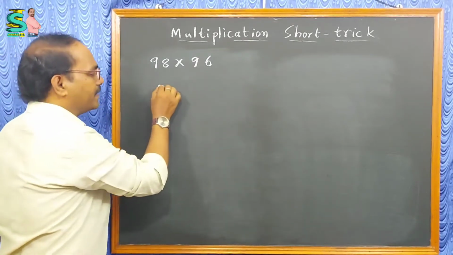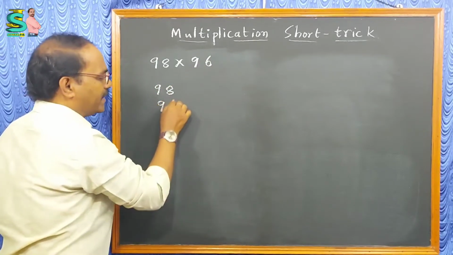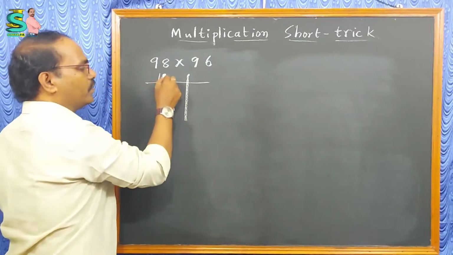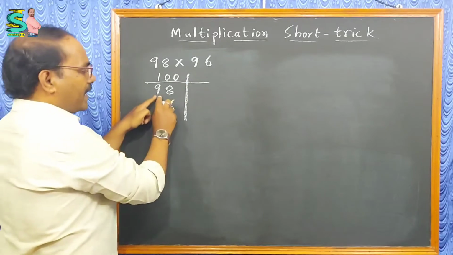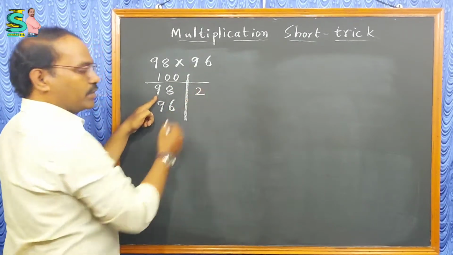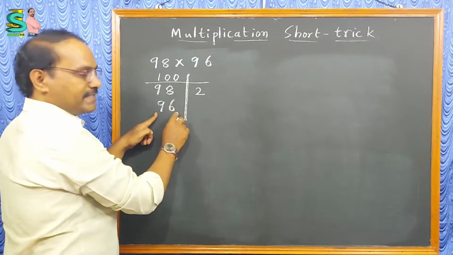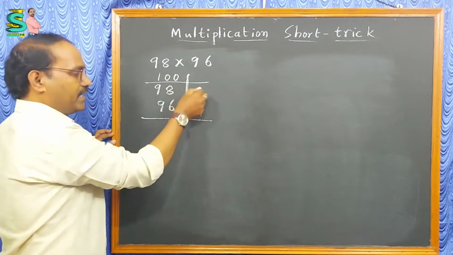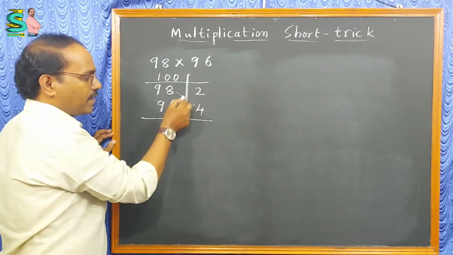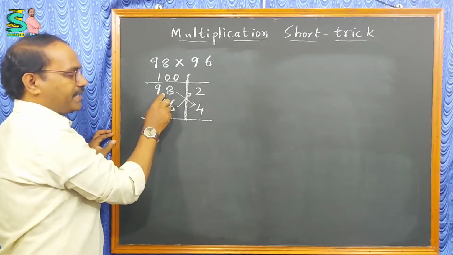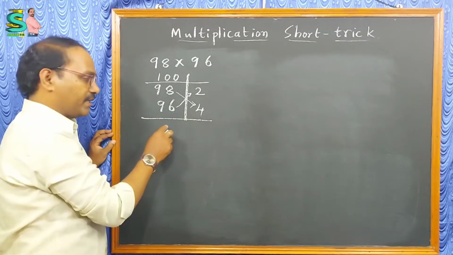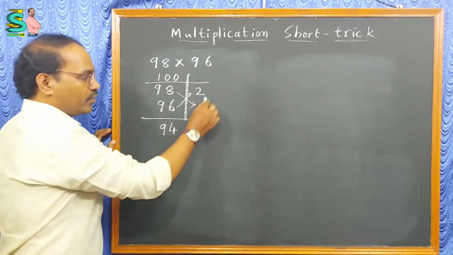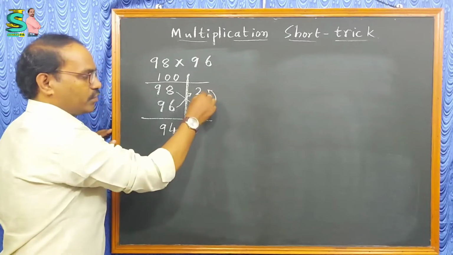Look at here, 98, you can write 96 here, and these two are near to 100. Okay, 100 minus 98, 2, 100 minus 96, 4. Now you can do the subtraction here or here. 98 minus 4, 94, or 96 minus 2, this one also 94, and then you can multiply these two numbers. 2 4s are 8.